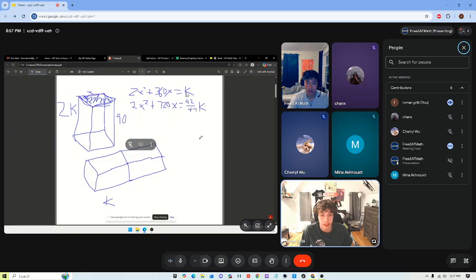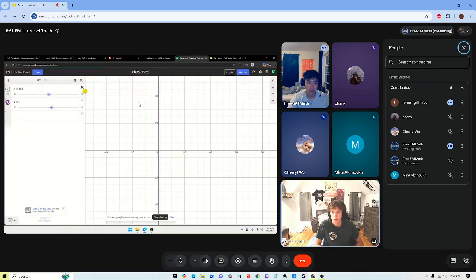Well, we know what k is, so we can substitute 2x squared plus 360x in for k, and we can just solve that. We can put that right in Desmos and have it do it for us.